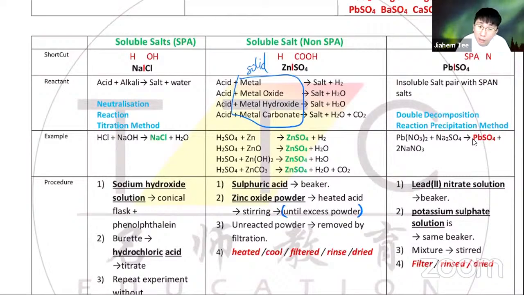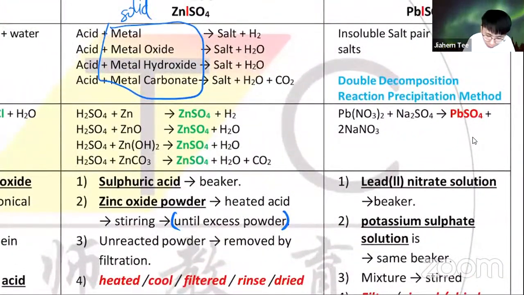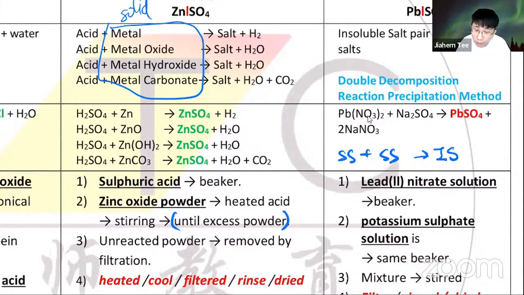To actually use this method, you have to remember the requirement. In order to produce an insoluble salt, the requirement must be soluble salt plus soluble salt. So you must use two soluble salts so that later on they can mix together and exchange the ions to get your insoluble salt. Let's say if I want to produce PbSO4, I need two salts, one contains Pb, one contains SO4, so later on they can exchange to get PbSO4.